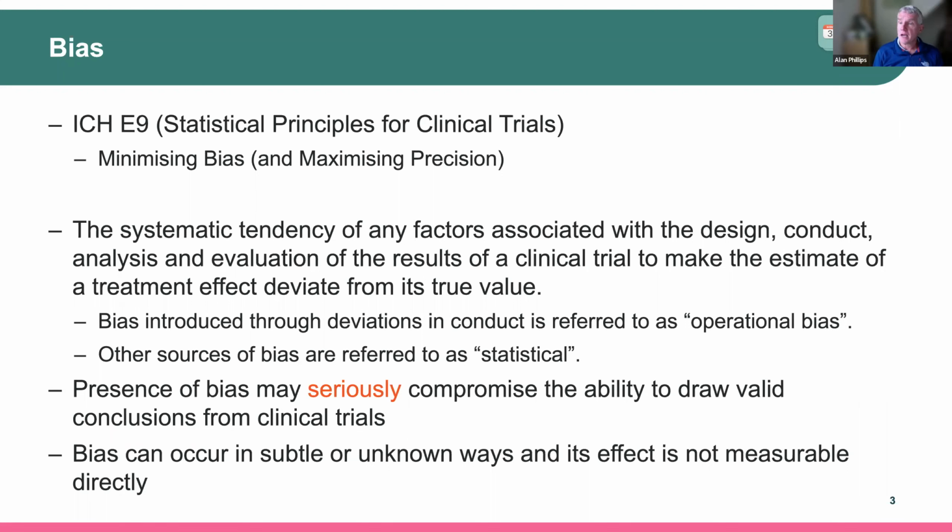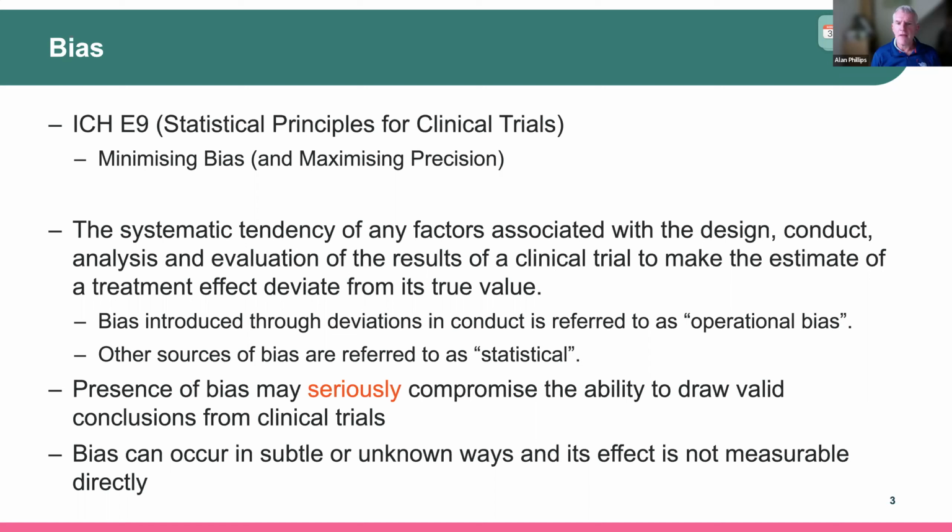So in other words, we set up a trial, we run a trial to try and estimate some kind of treatment effect, and we want to try and estimate the true value. But if we design things inappropriately, we can deviate from that by design, by conduct. Bias introduced through deviations in the conduct is usually referred to as operational bias. That's the terminology that's used.